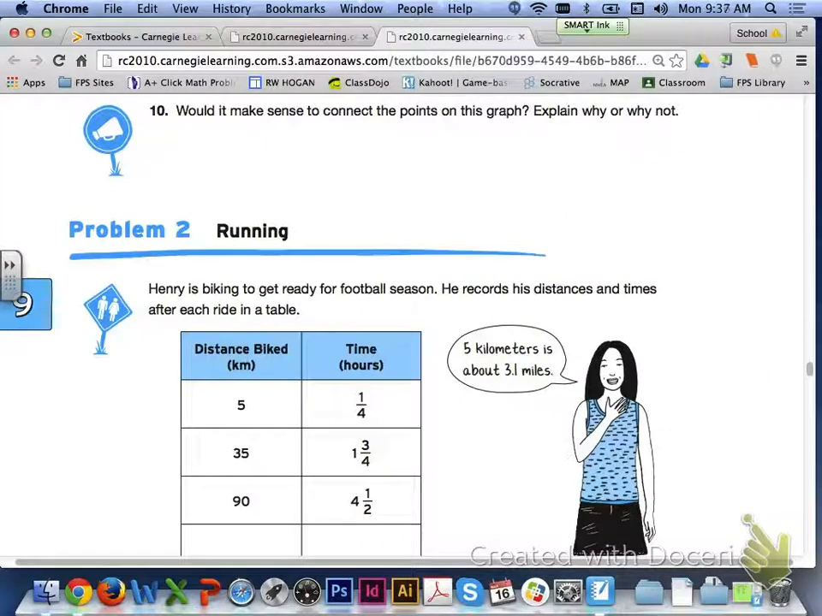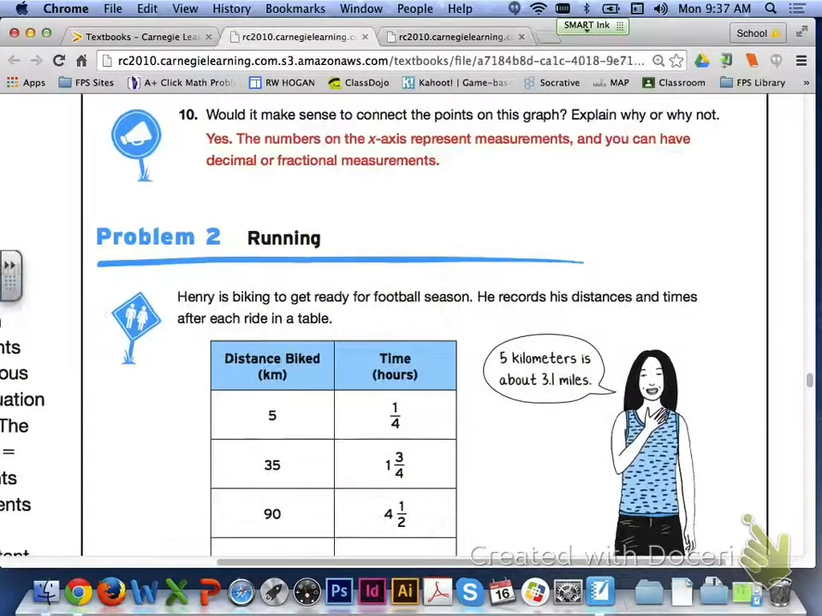Finishing up with problem 1, take a look at number 10 on the top of page 648. Would it make sense to connect the points on this graph, and make sure that you explain why or why not? Yes, it would make sense to connect the points on this graph because the numbers on the x-axis are representing measurements, and you can have decimal or fractional measurements.